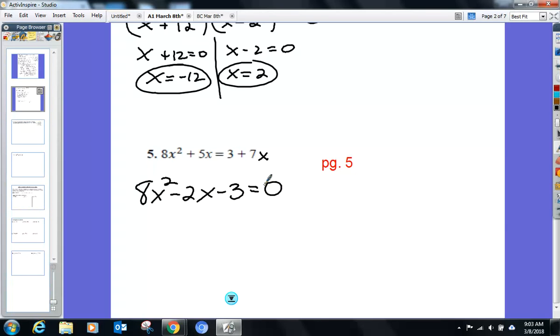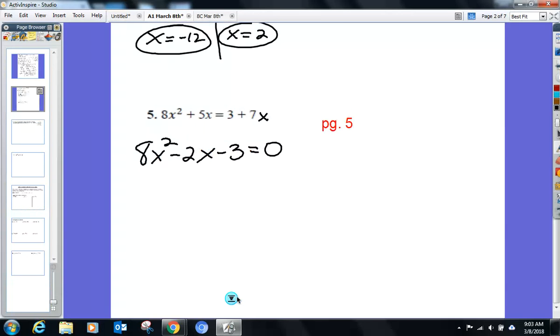Now I'm forced to do what method here? Now you got to group because the a value is 8 instead of 1. So now, yes, you do have to group. Oh, boy. Emma, are you ready here? First step to group.